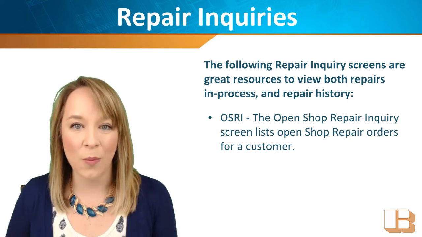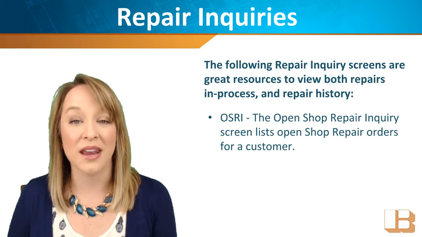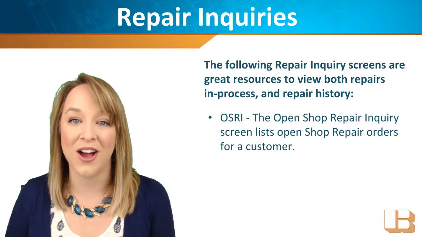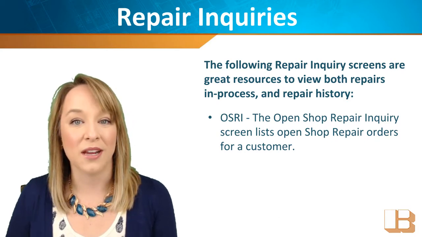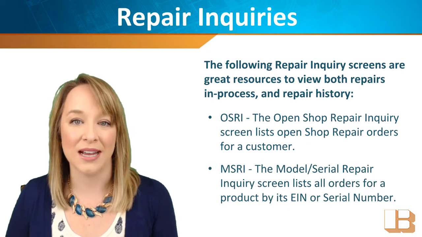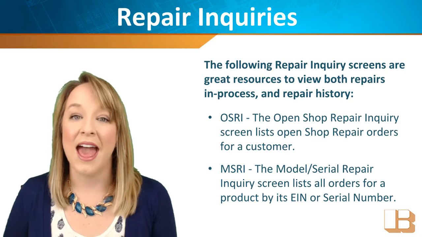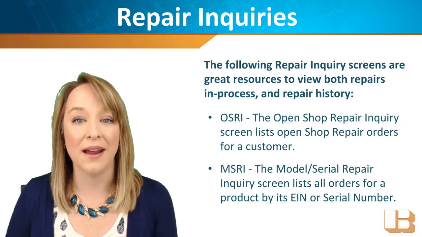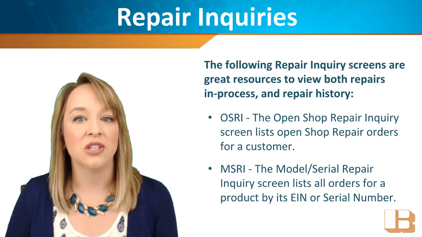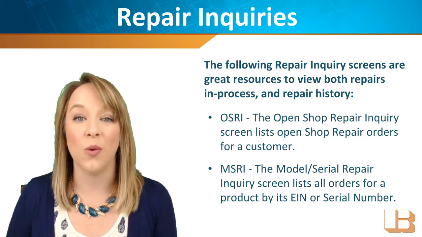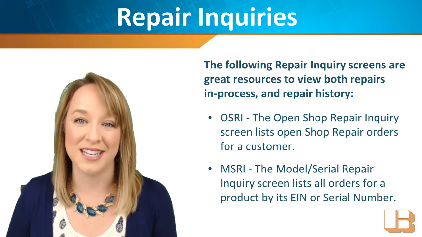This tells you any open orders for a customer. So you type in a customer name or number and it'll show you anything that we're currently working on in our shop for them. Now, the second repair inquiry that we're going to talk about is the MSRI screen. This is the Model Serial Repair Inquiry screen, and it shows you the history of repairs by a certain model or serial number for a product. So if there's a certain machine or unit that you want to see the entire repair history for, you could use the MSRI screen to do that.